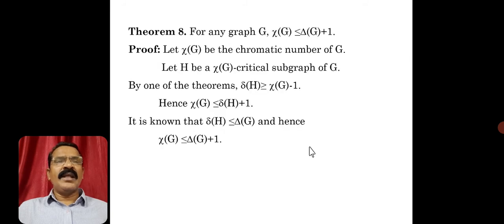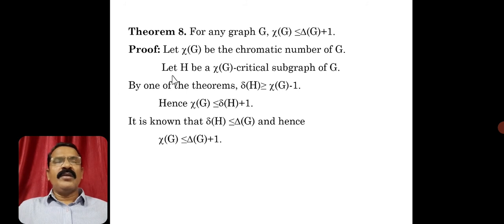Let us consider another theorem. For any graph G, the chromatic number of that graph is always less than or equal to delta G plus 1, where delta G is the maximum degree of the graph. So the chromatic number of any graph is always less than or equal to delta G plus 1, or you can say it is an upper bound for the chromatic number of a graph.